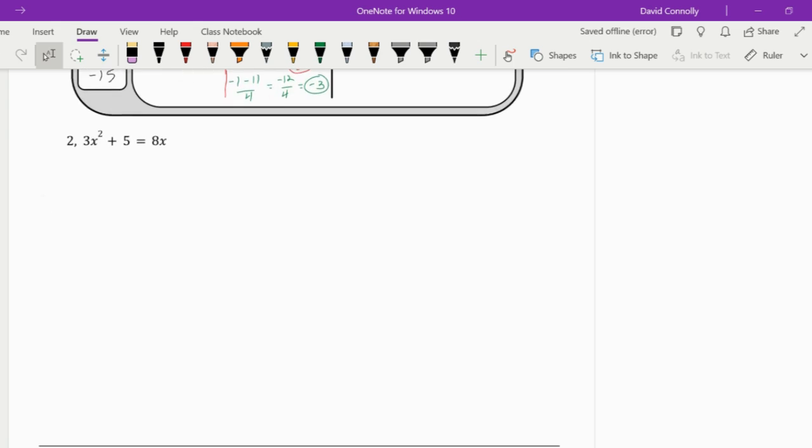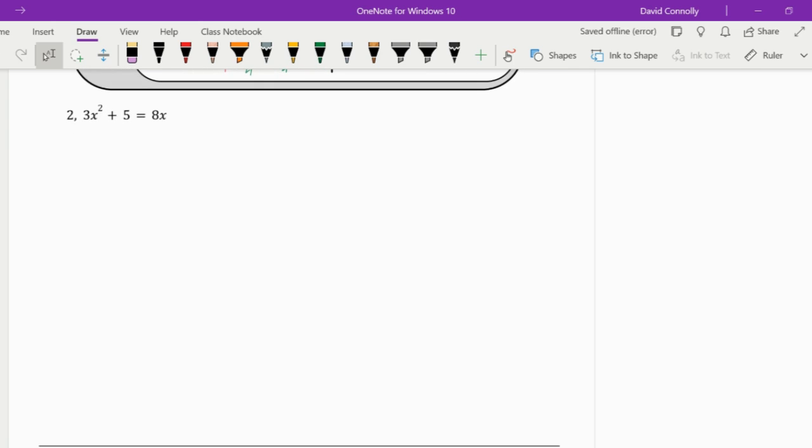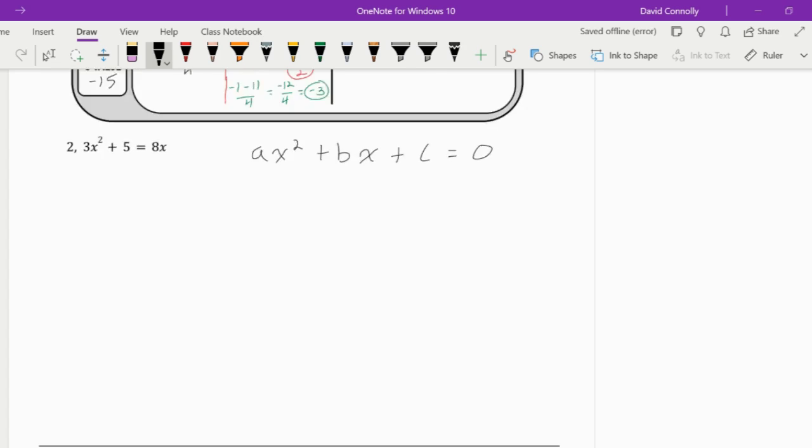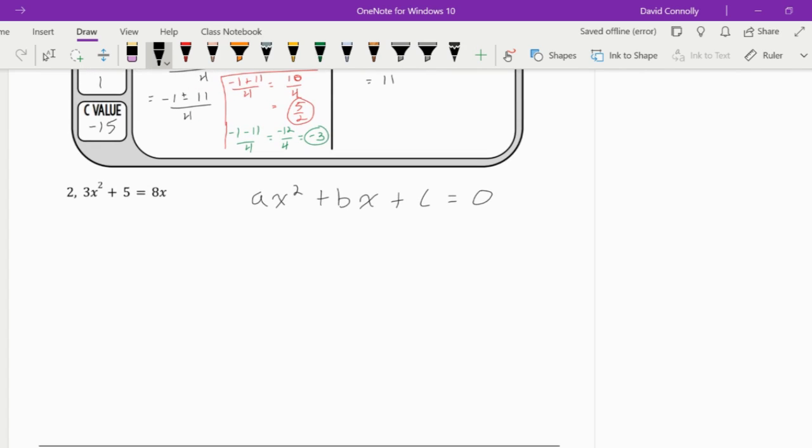Okay, so on this next one, you can see that it breaks our first rule. Remember, the standard form of the quadratic equation is this. And it has to equal 0. In this case, the equation doesn't equal 0, it equals 8x. So what we need to do is subtract 8x from both sides.